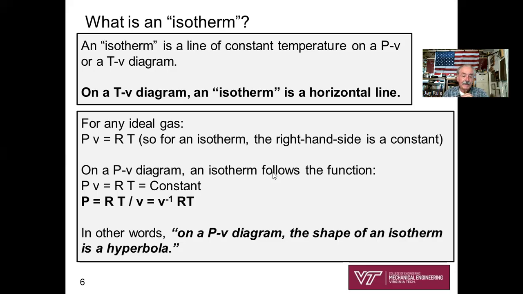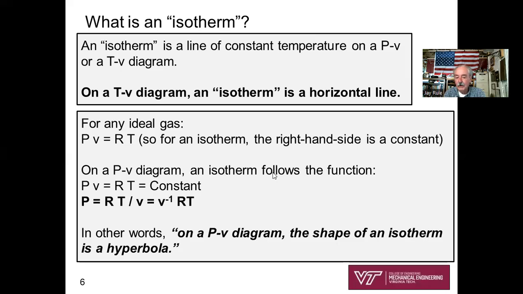T is constant. Now, let's look at our ideal gas equation of state. Pv equals RT. For an isotherm, let's look at the right-hand side of that equation for a constant temperature. For an isotherm, R is constant. If T is constant, the right-hand side would be constant.